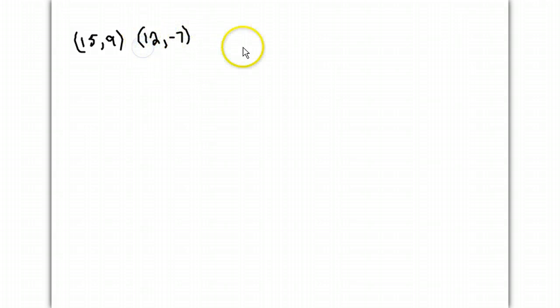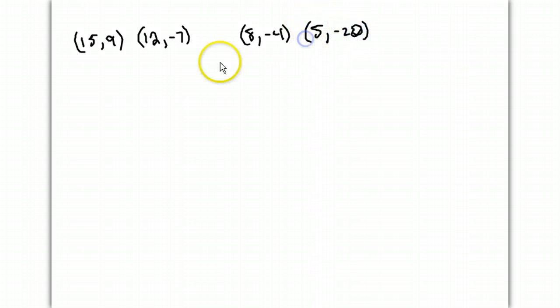So based off of those formulas we had, let's begin. Let's say they give us 4 points. 1 point being 15 over 9, another point being 12 over negative 7. And they give us another 2 points. So they give us 8 and negative 4, and they give us 5 and negative 20. And the question they ask is, the line going through the first 2 points, is it parallel to the line going through the second 2 points?